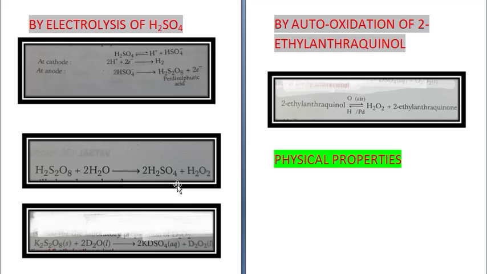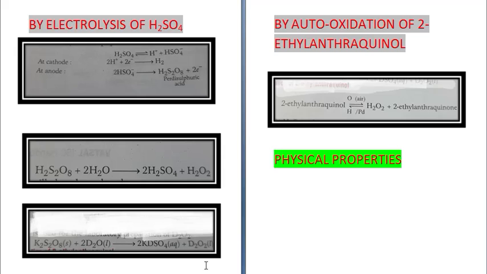The solution is distilled under reduced pressure. This method is also used for laboratory preparation of D2O2, in that you take K2S2O8 plus D2O and it gives you 2KDSO4 plus D2O2. Now the fourth method of preparation of hydrogen peroxide is by auto-oxidation of 2-ethyl anthraquinol.